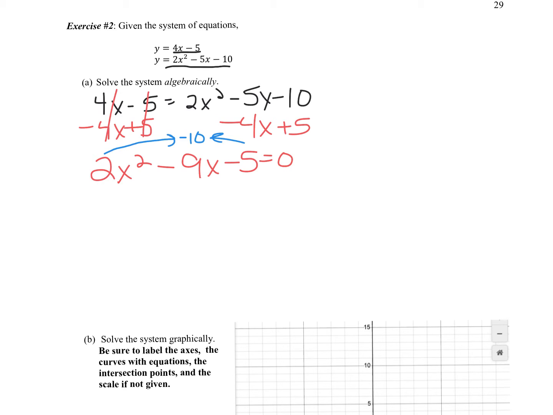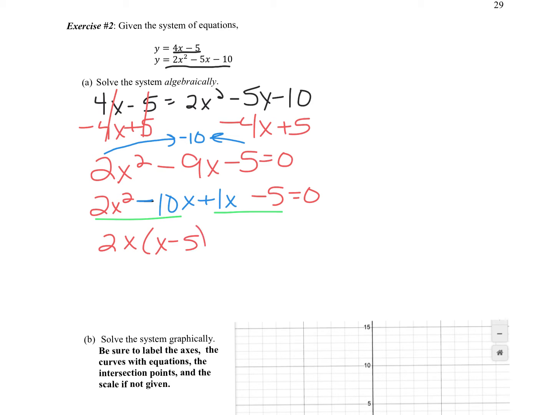So from here, we're going to split that middle. We did say the numbers are -10x, +1x. So I'm going to write those two in, -10x plus 1x. Remember, the order doesn't matter. And then we're going to group. So here I get 2x times x minus 5, 1 times x minus 5. And so my GCF is x minus 5 and 2x plus 1.